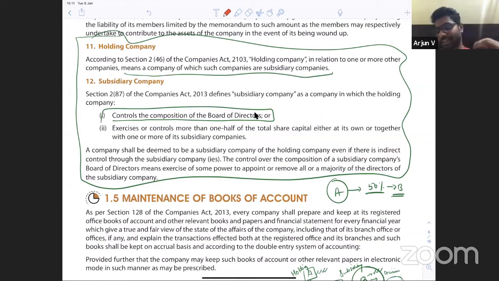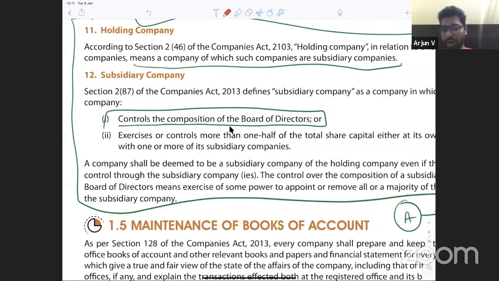Sharath has a question. What if it is exactly 50%? I want you to see this part, what it says. The law says exercises or controls more than one half. So they should be holding more than 50%. If it is not, then we are not saying it to be a holding company or a subsidiary.